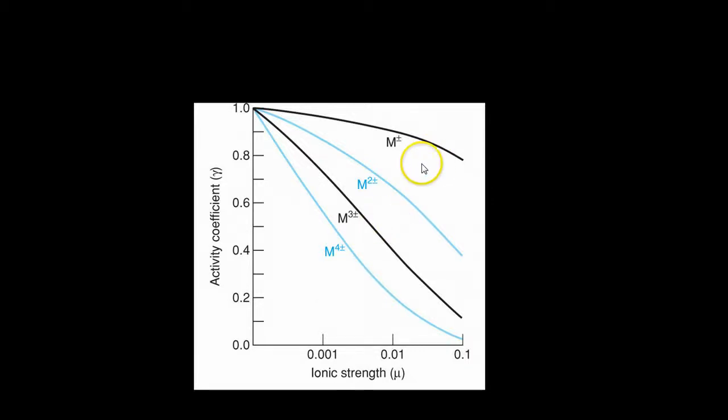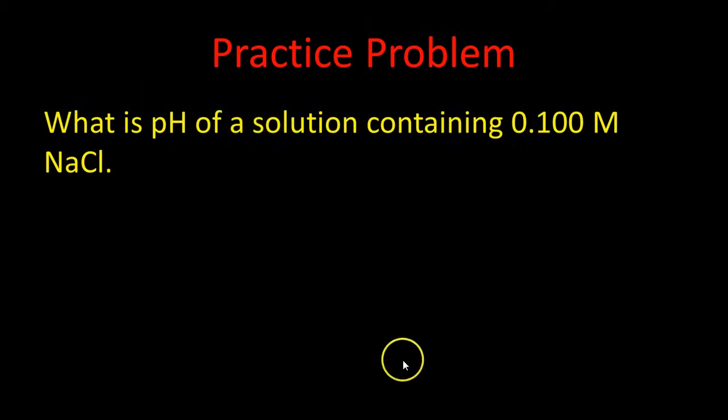I didn't mention this before, but this comes straight out of your book. This shows you in a graphic form the effective charge on activity coefficient at different ionic strengths. Okay, so I just want to run through a quick practice problem to show you the type of thing that you might be asked to do to apply what we know about activity and activity coefficients. So in this example, the question is, what is the pH of a solution containing 0.1 molar NaCl?